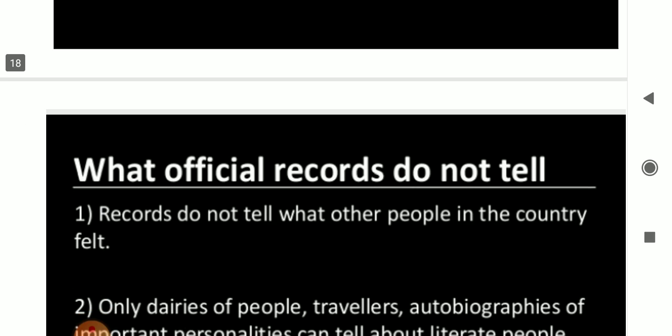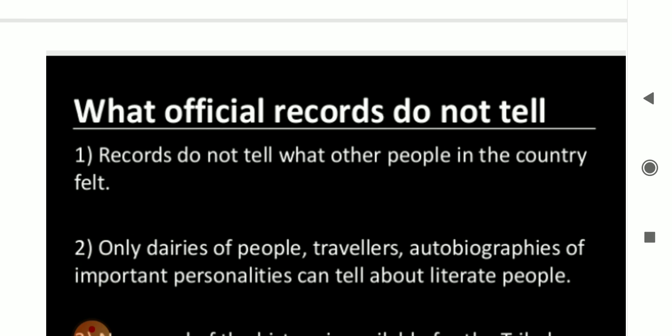Then from the next slide, what do official records not tell us? From the first two sources of writing history, we have seen the official records of the administration and the survey records. These are the two most important sources of writing history by the historian. But what do official records not tell us? Some things are not recorded by the official records. Records do not tell what other people in the country felt, and for that we need to look elsewhere.